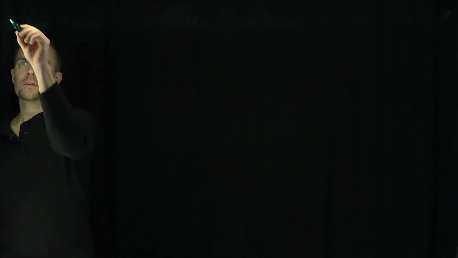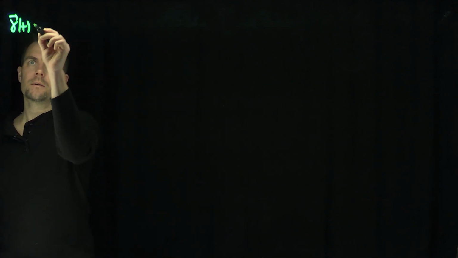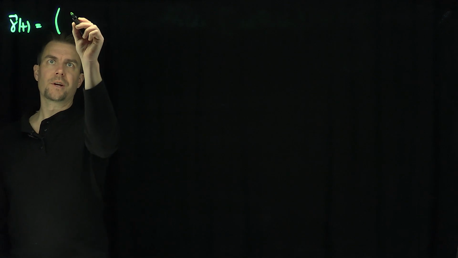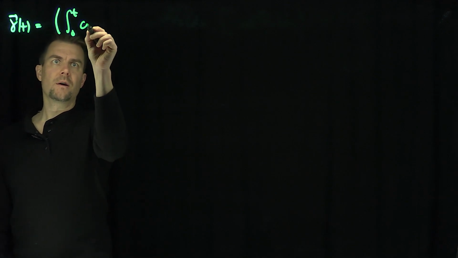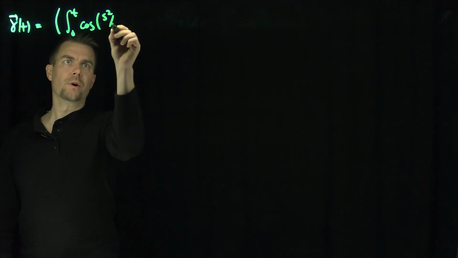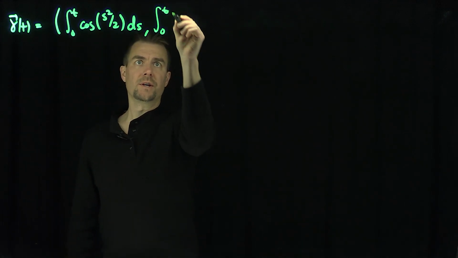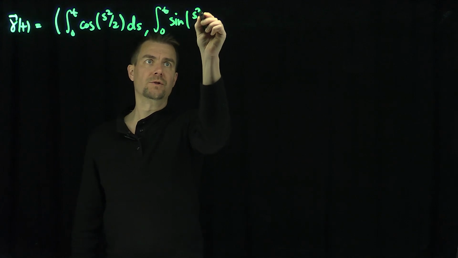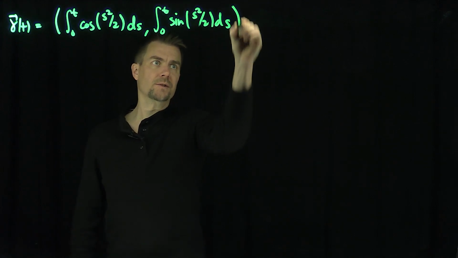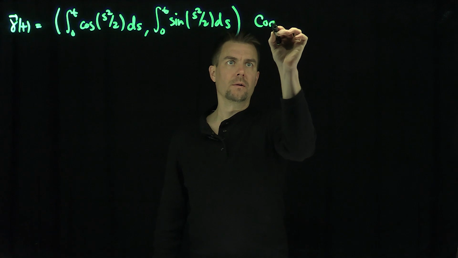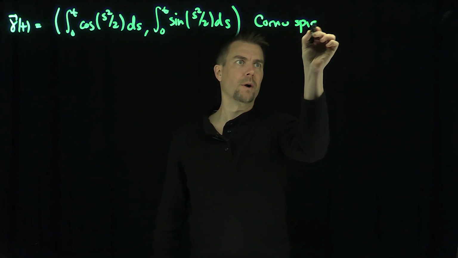Hello students, in this video we'll discuss the Cornu spiral and curves that have prescribed curvature. Let's first consider the curve. Consider gamma of t, which is going to be a planar curve: the integral from 0 to t of cosine of s squared over 2 ds, then the integral from 0 to t of sine of s squared over 2 ds. This is known as the Cornu spiral, or Euler spiral.